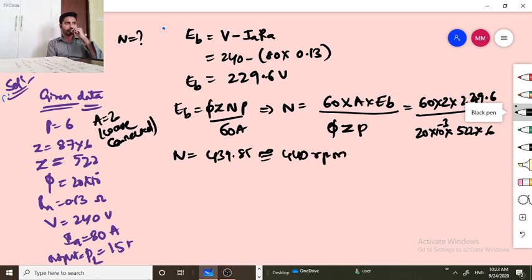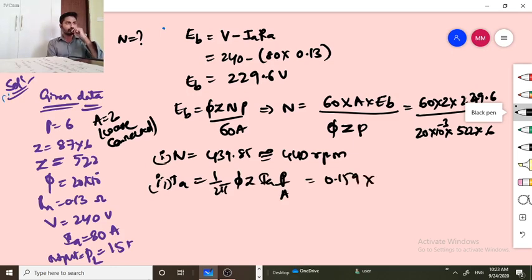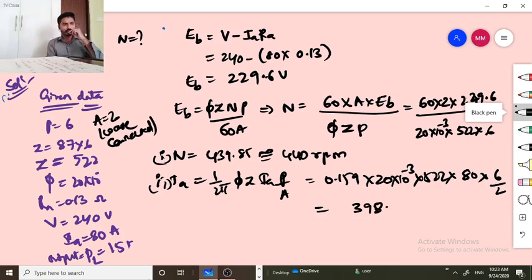So we got the first value, and next is the armature torque. So this is the second part. Ta equals 1 by 2 pi, Z Ia into P by A. All the values are given here: 0.559 into phi, Z value is 522, Ia value is 80, and P by A is 6 by 2. So what is the value here? We got 39.8 newton meters.